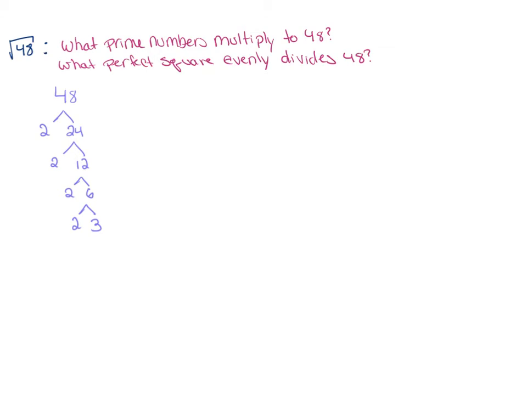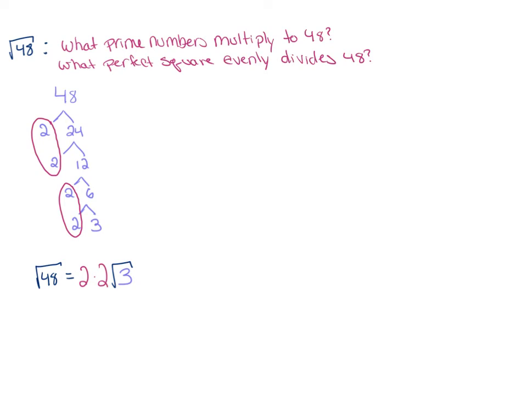Now, we can go through the same process once we have our prime factor tree. Since we're taking the square root, I'll circle all my pairs of the same number. So then I know that the square root of 48 is equal to 2 times 2 times the square root of 3.